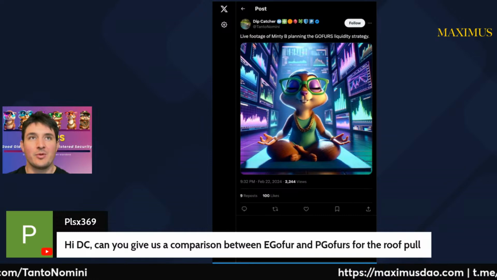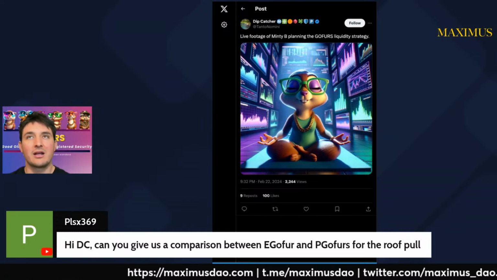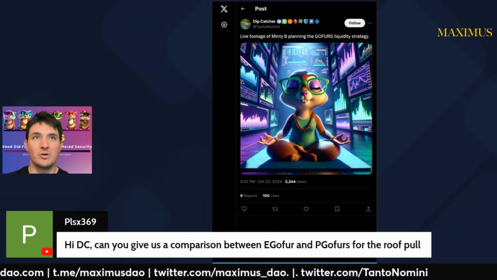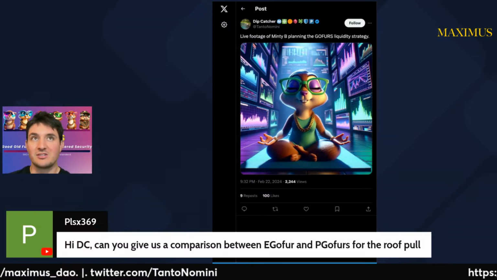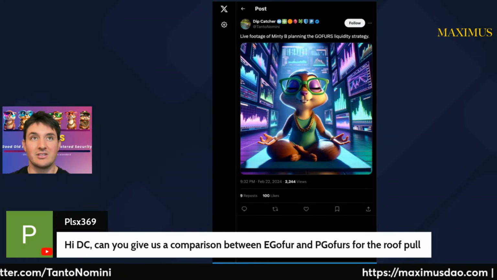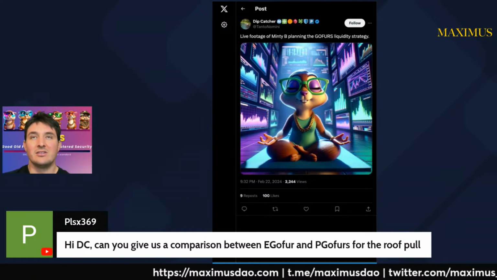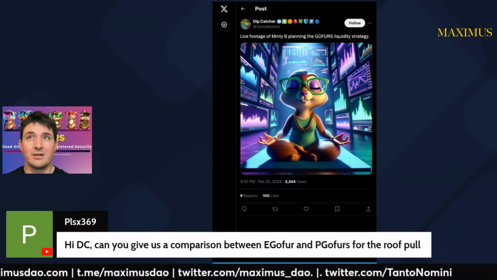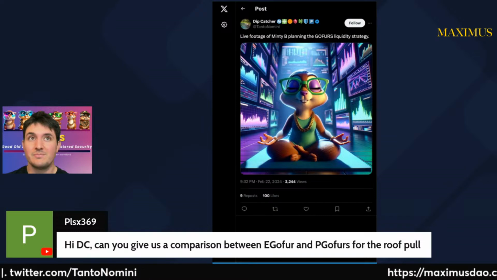If the roof pool was to happen right now, and if it wasn't to continue, because if you read the tweet, they kind of clarified some details around it. The roof pool is not necessarily a one-and-done thing. It's more a way of life, where GOFURS get sold back into that liquidity position that Minty manages. There's nothing stopping it from just continuing to burn. But as is, the total GOFURS supply on Pulse Chain would be about 4,000 GOFURS, and the total supply on Ethereum would be about 1,000 GOFURS.